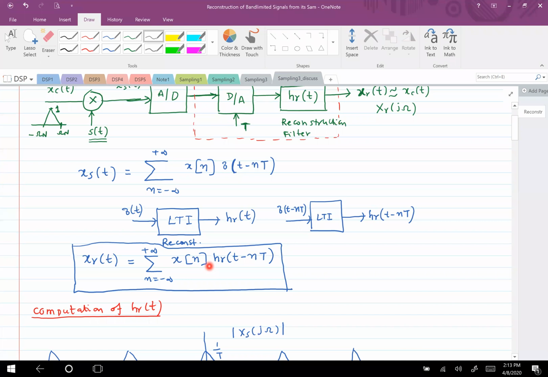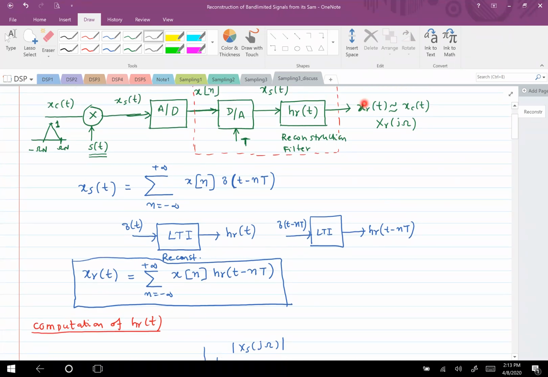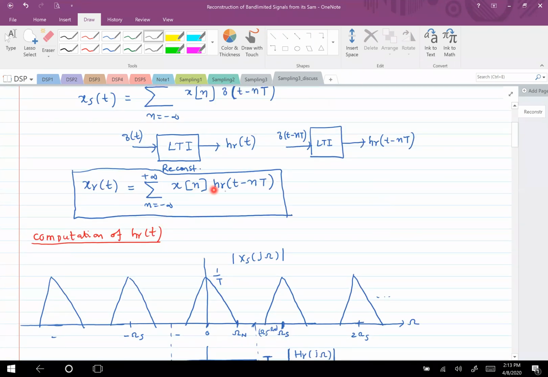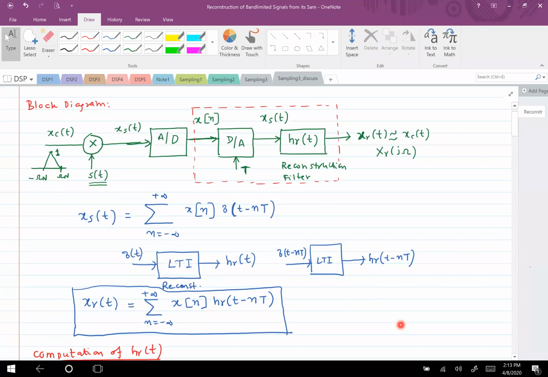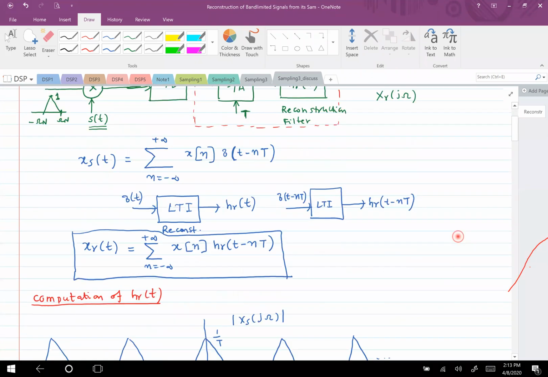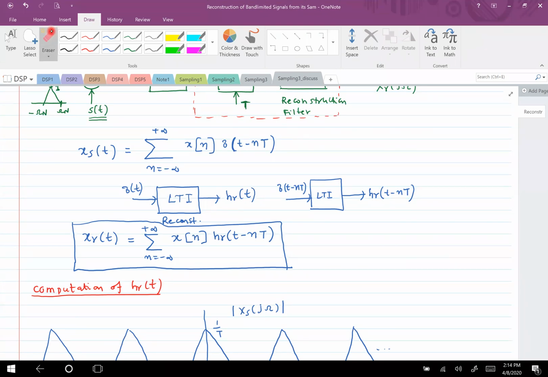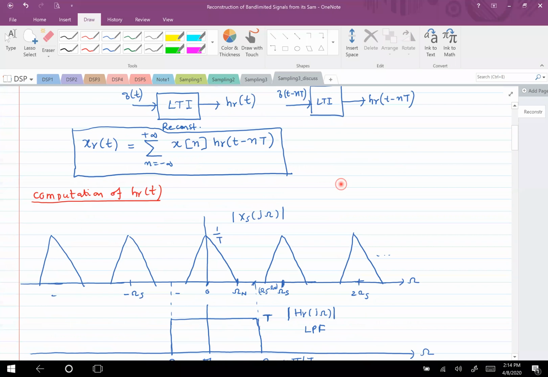So that's the relationship between hr of t and x of n, because this is convolution and xs we already expressed in terms of x of n. So given x of n, you get the output as hr shifted by values of nt, and then you have the summation of it. Okay, clear so far? And next step is, notice here that hr of t is still a black box for us. We have not done anything about hr of t as such. So that's what we would be doing here.